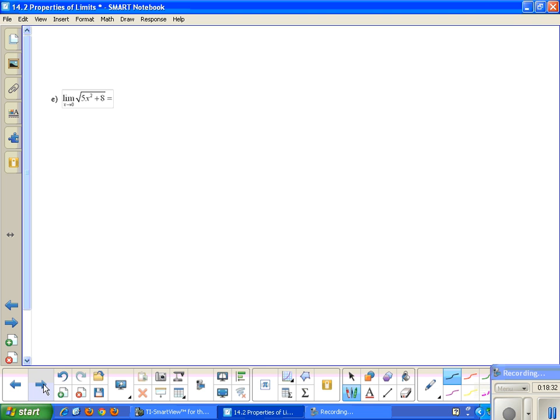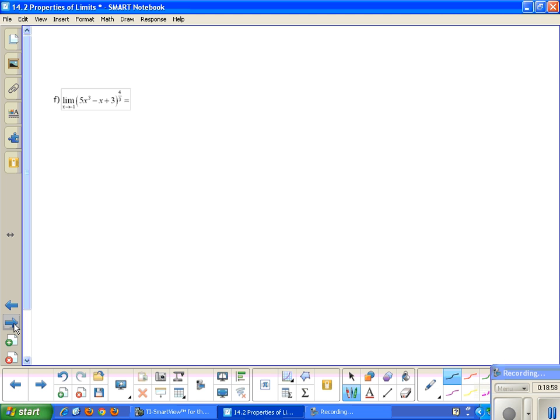So for this one, if I plug 0 in just to check, I get the square root of 5 times 0 squared plus 8. 5 times 0 squared would just be 0, plus 8 is 8. So this is equal to the square root of 8, which is 2 root 2. That means that this would be my solution, and because 0 was in the domain, I didn't have to worry about doing something else in order to find the limit.